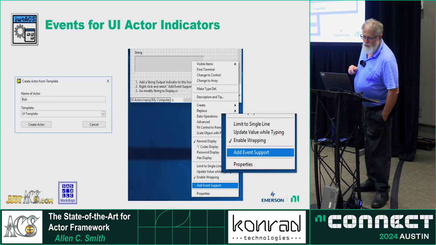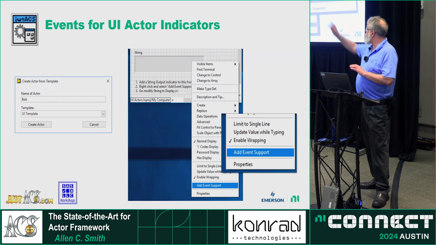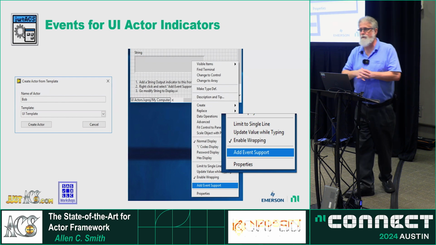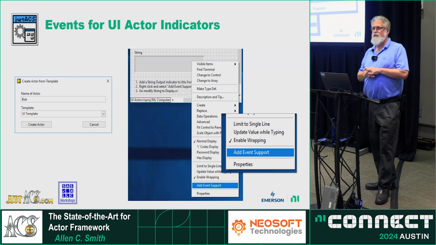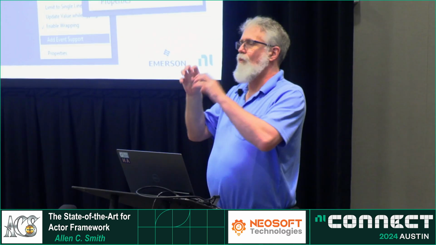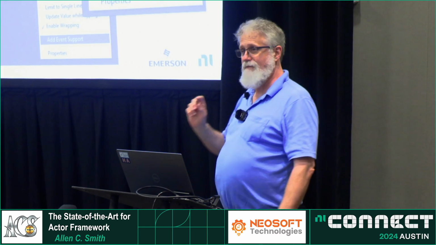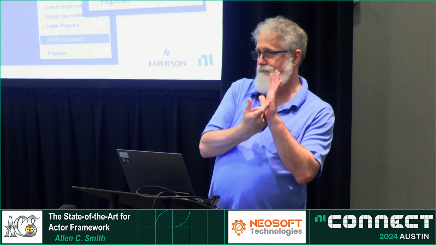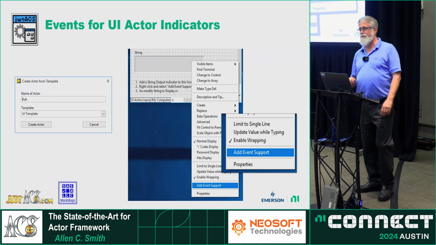This is awesome. You actually kind of get two tools in one when you download this. The first one gives you an ability to create an actor from a template that you specify. And you get one template, and that template is a UI template. When you create a UI actor from this UI template, if you put an indicator on its actor core front panel, you can right-click on that indicator and add event support.